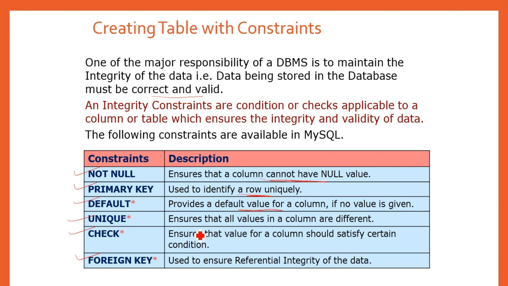Now similarly, unique ensures all the values in the column are different. Then check is used to satisfy a certain condition on a particular value. For example, if somebody is entering the marks in the marks column, the marks should be greater than 0 and less than 50, because the maximum mark is 50. So I will apply the condition through check constraint. Then foreign key is to ensure the referential integrity.